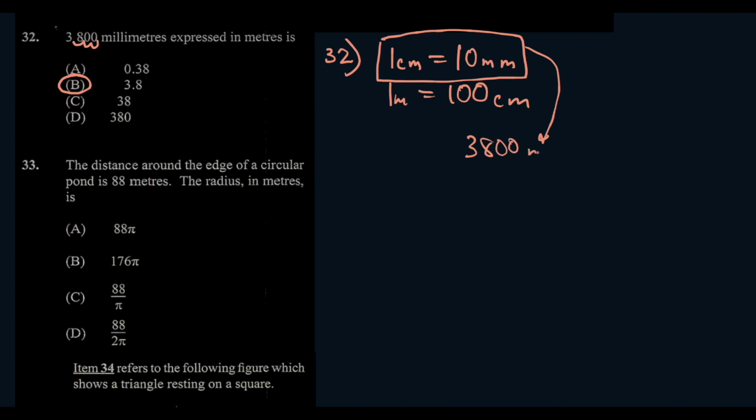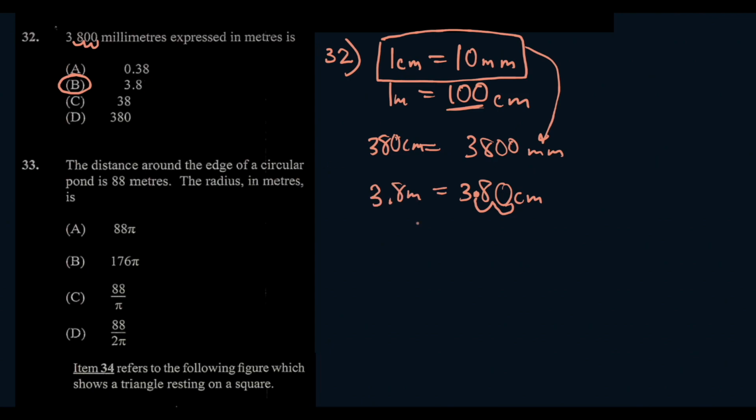3,800 millimeters, if I want to convert that to centimeters, I would divide it by 10. So therefore, 3,800 millimeters would be the same thing as 380 centimeters. Now again, if I want to convert this centimeters into meters, so basically 380 centimeters into meters, I would have to divide by 100. So go 1, 2. So my answer would be 3.8. Alright, so this is how I got this answer.